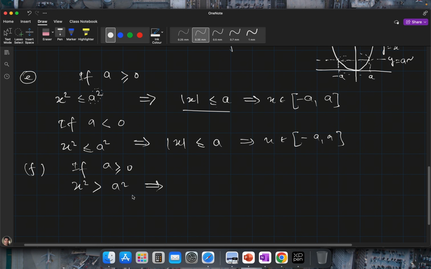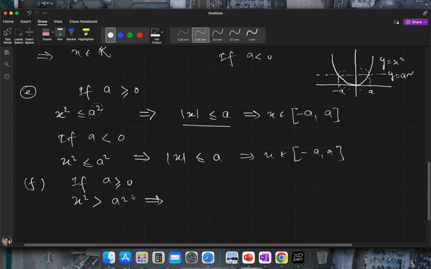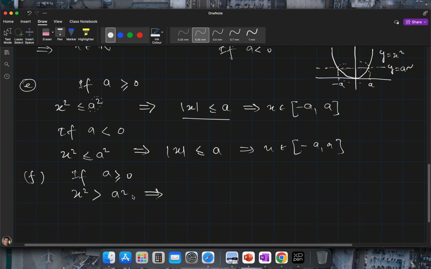Sir, x square is less than or equal to a square. From this, sir, how do you write mod of x is less than or equal to a? This is nothing but equivalent to this. Whatever the solution of this will be is exactly equal to the solution of this inequality. So that's why I am writing that this is equivalent to this. If x square is less than a square, which means that mod of x is less than a, the solution will always be like this. Fine? These two equations are equivalent.